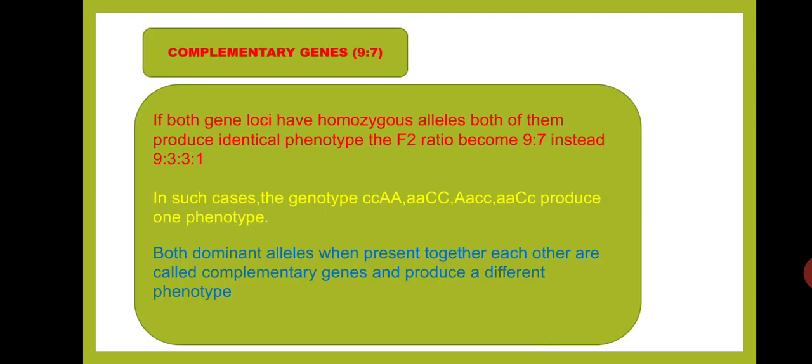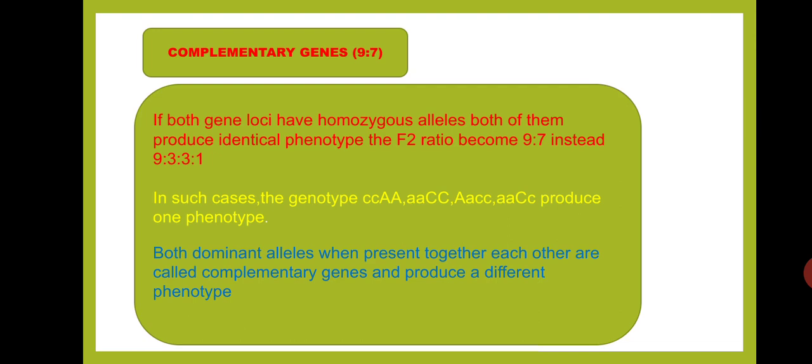Today we will first see intergenic or non-allelic gene interaction. The first is the complementary gene. The ratio of this complementary gene is 9:7. If both gene loci have homozygous alleles, both of them produce an identical phenotype, and the F2 ratio becomes 9:7 instead of 9:3:3:1.